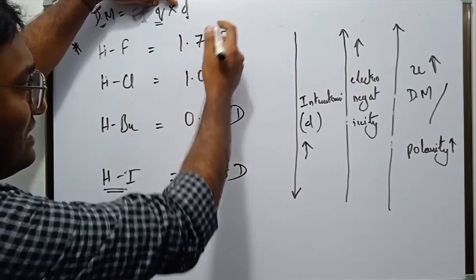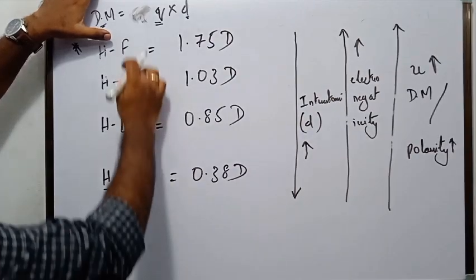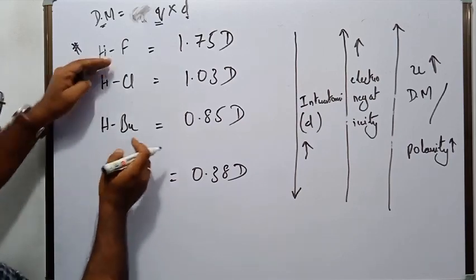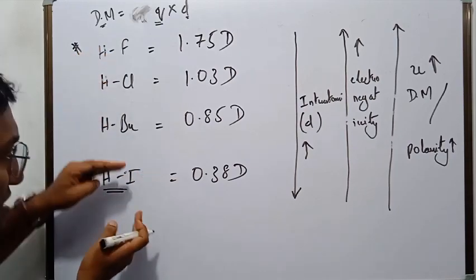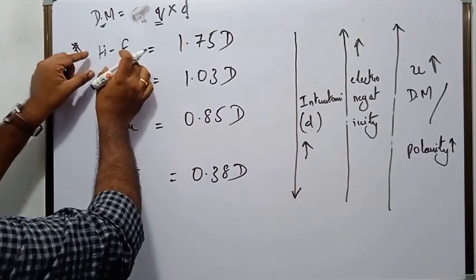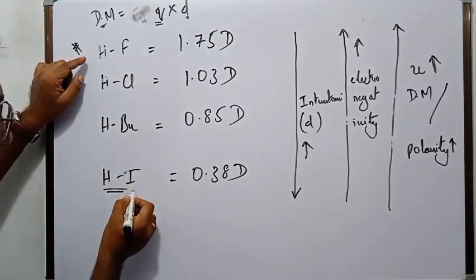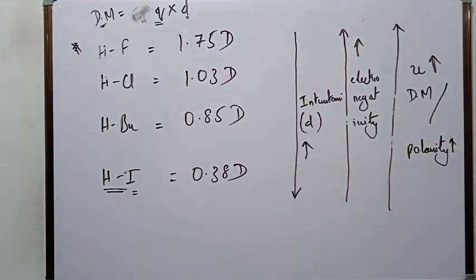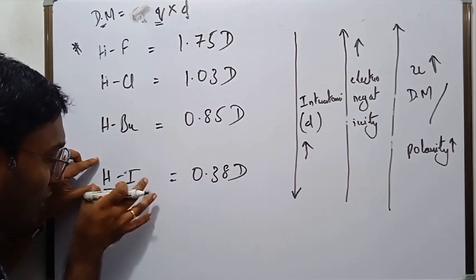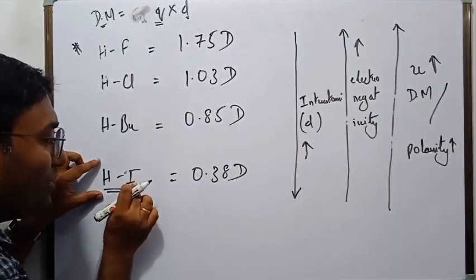D is increasing, of course, if you are going from HF to HI. The interatomic radius is increasing here. But that increase of the interatomic radius, that increase of the distance between the positive and the negative charge, is not able to compensate for the decrease in electronegativity difference. There is an increase in interatomic radius, but it is not able to compensate for the decrease in the electronegativity of the atom.